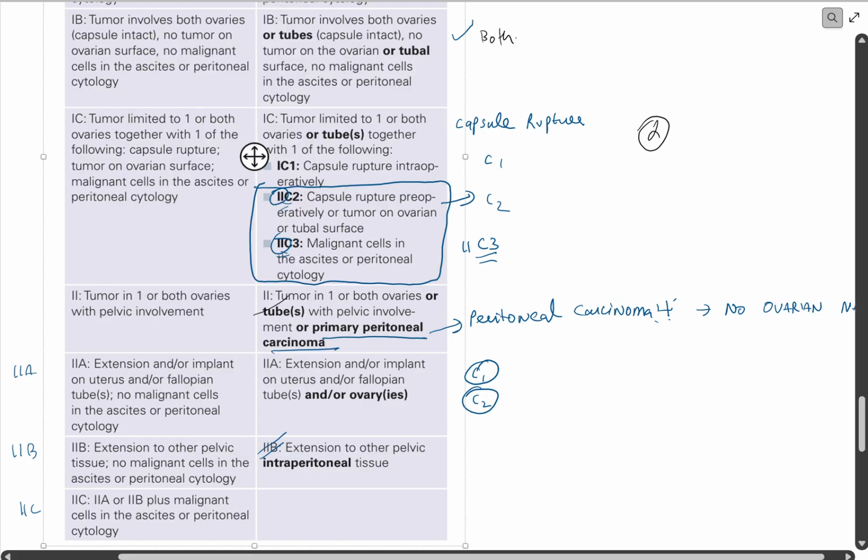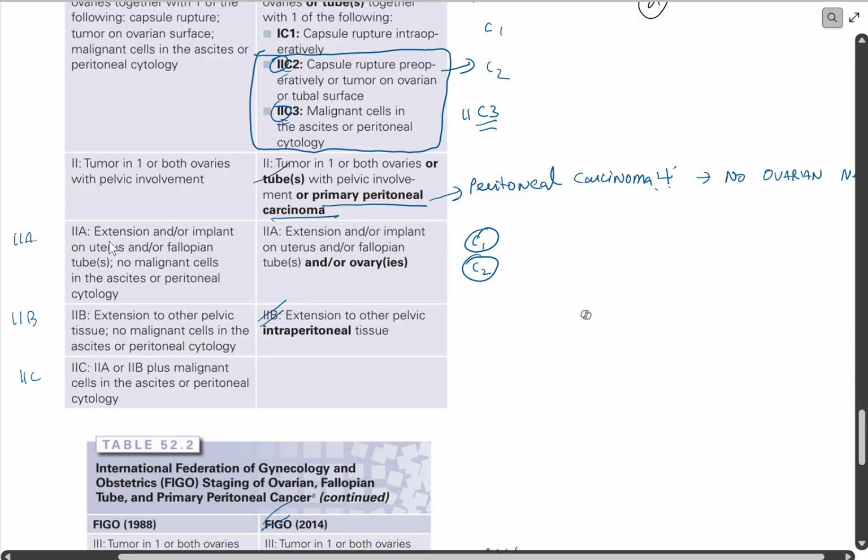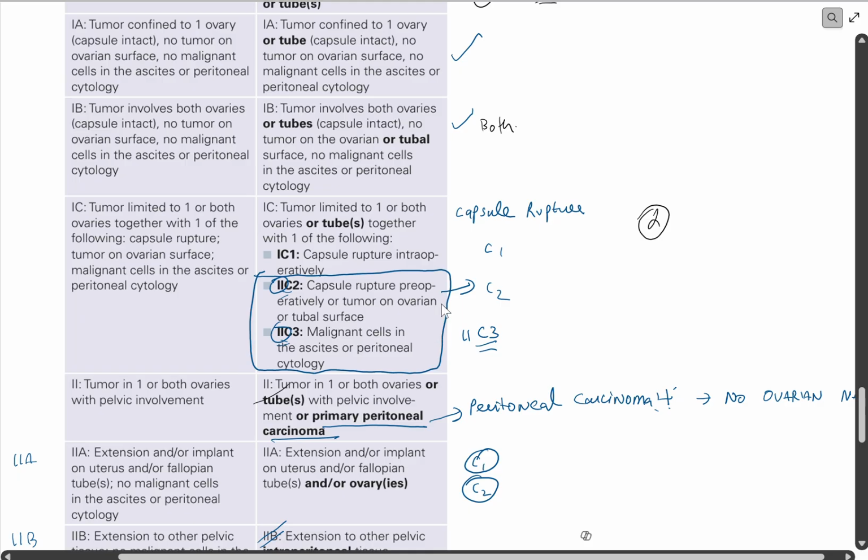with pelvic involvement. The pelvic or primary peritoneal carcinoma would be stage two. So two is two organs. 2A would be uterus and ovary, 2B would be ovary and peritoneum, and 2C would be, you know, capsule rupture and peritoneal spill and malignant cells.